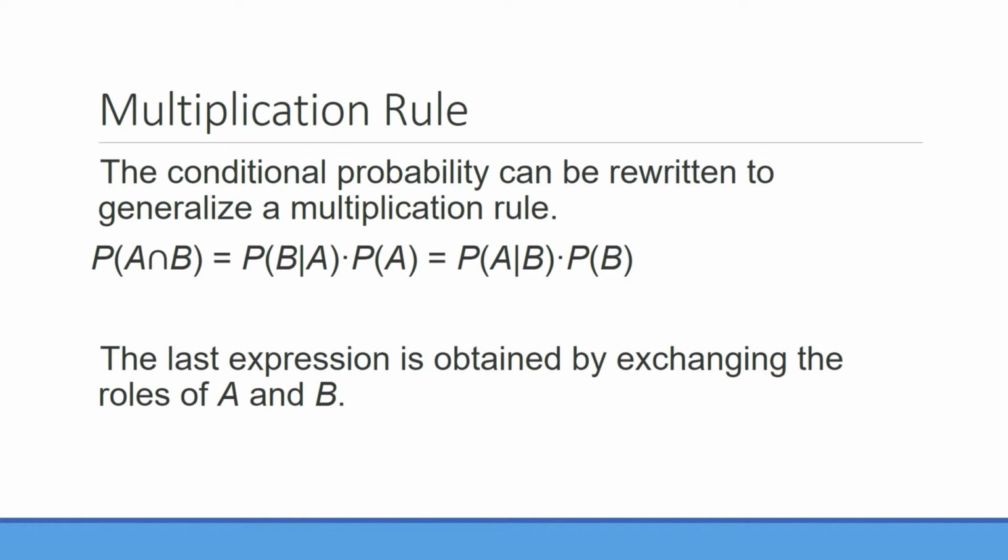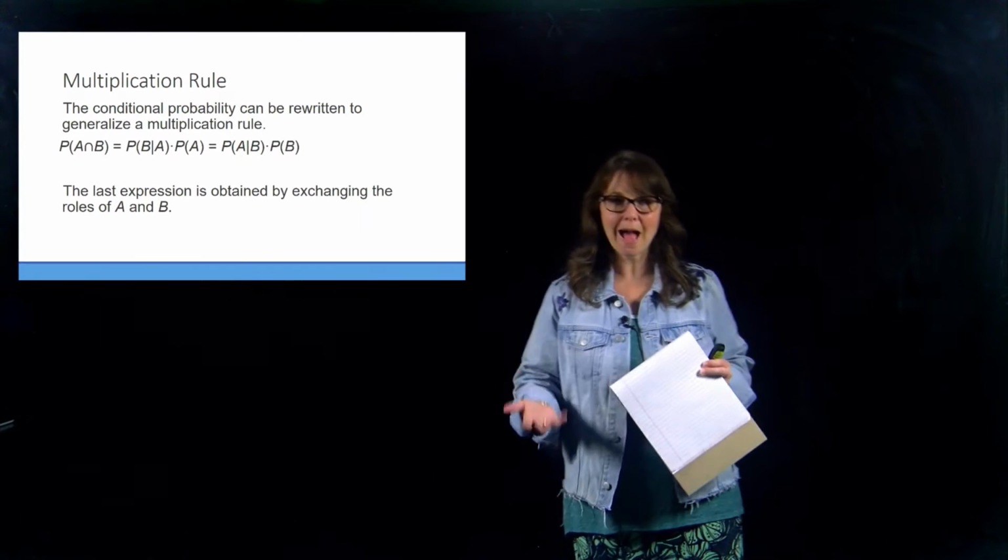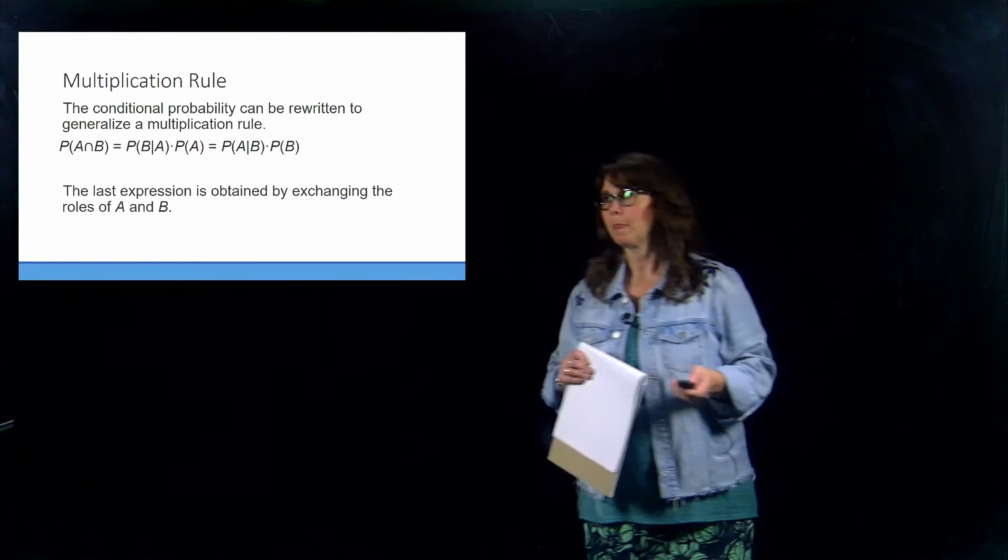So if you have the probability of A, then you are going to end up using the probability of B given A. If you have the probability of B, then you're going to use the probability of A given B. So it's really just a matter of what information that you actually have in front of you.